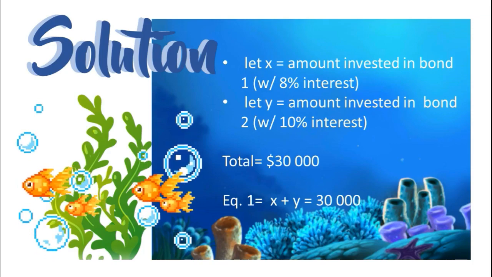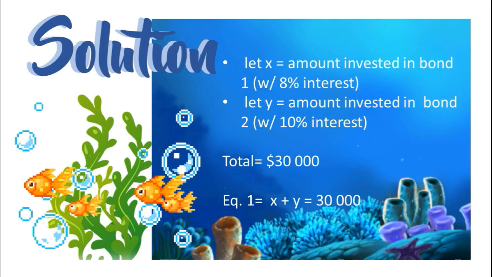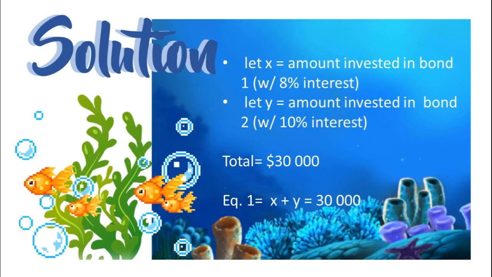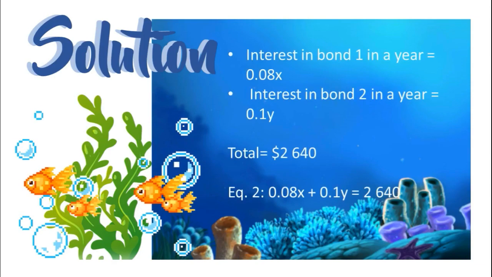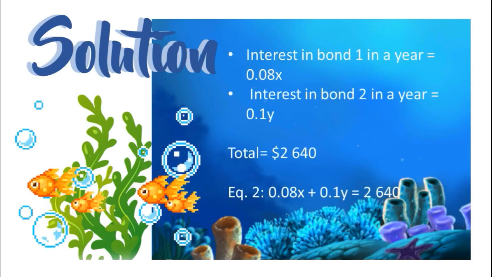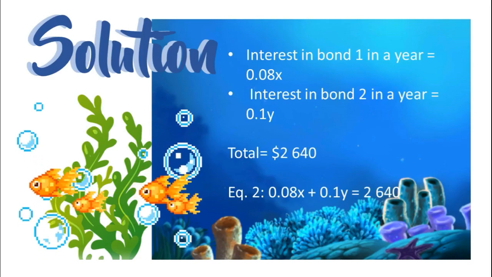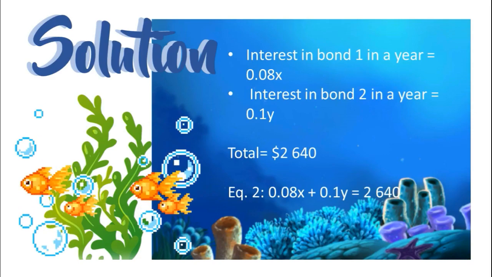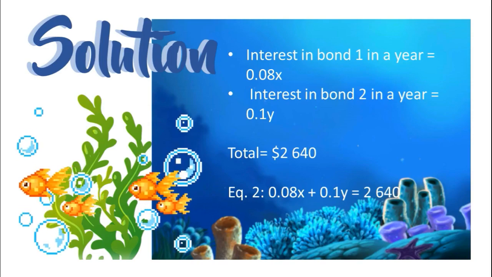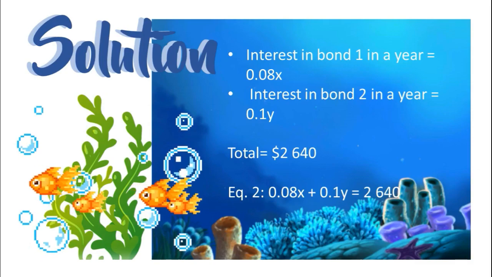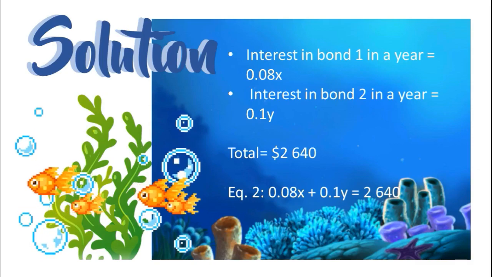So for the solution, let x be the amount invested in bond 1 with an interest of 8%, and let y be the amount invested in bond 2 with an interest of 10%, with a total of $30,000. Interest in bond 1 in a year is equal to 0.08x. Interest in bond 2 in a year is equal to 0.1y, with a total of $2,640. Equation 2 is 0.08x plus 0.1y is equal to 2,640.